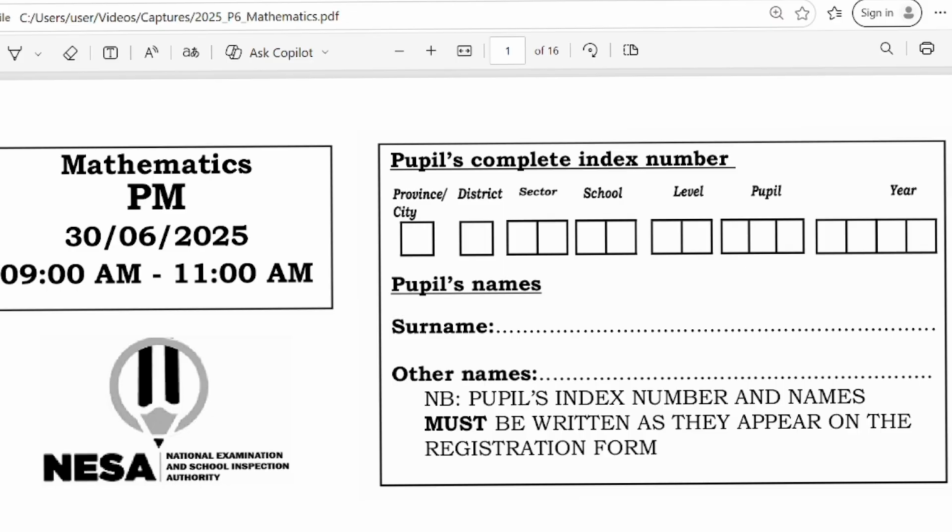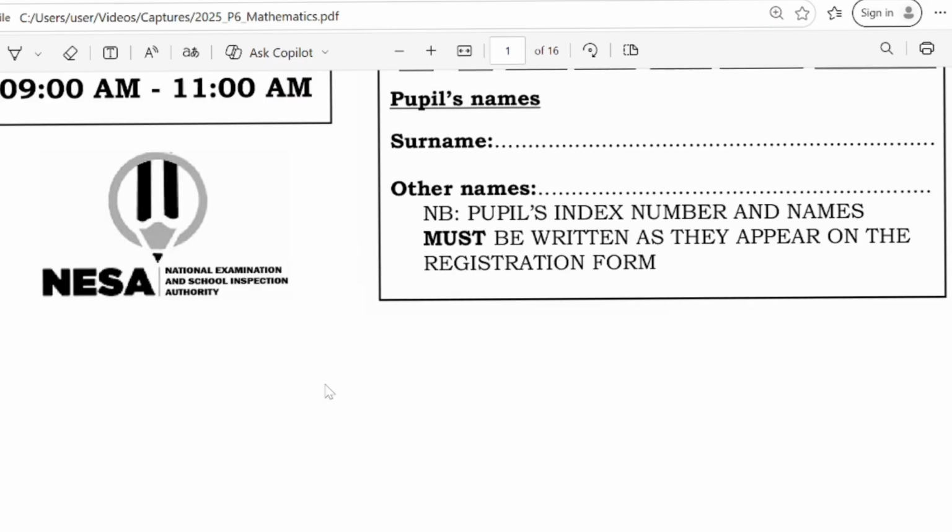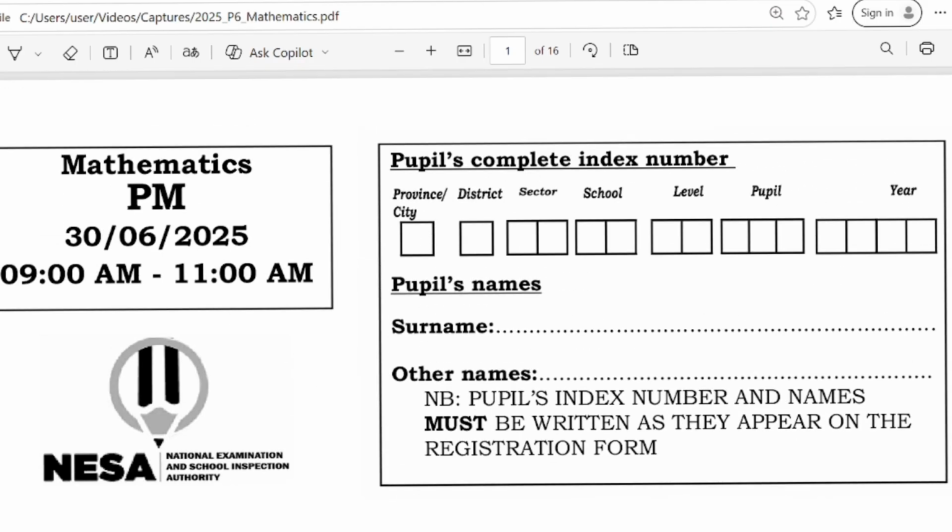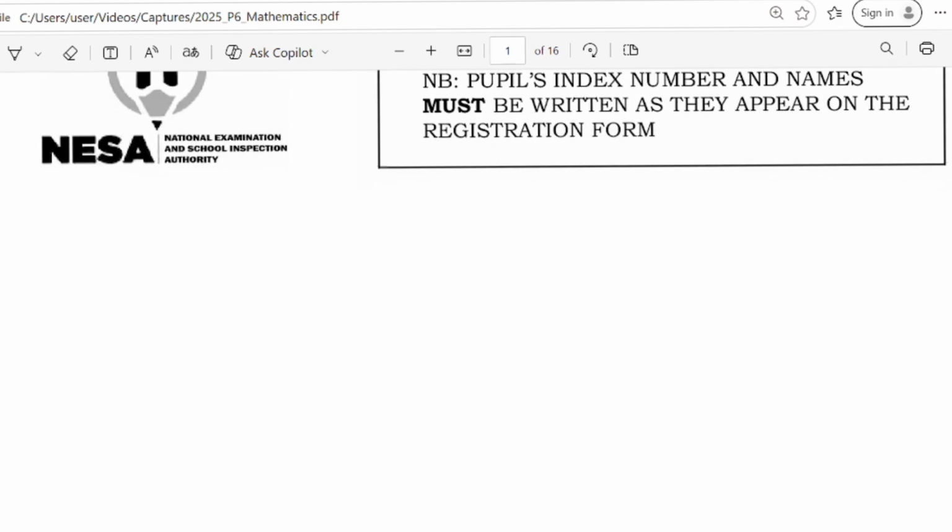Today I'm showing you a mathematics national reading examination for primary pupils. So this is the exam. It was prepared in 2025, and I'm going to show you all the questions that they have done, all the questions. So let's start from question number 1.